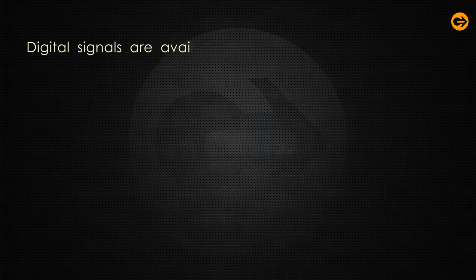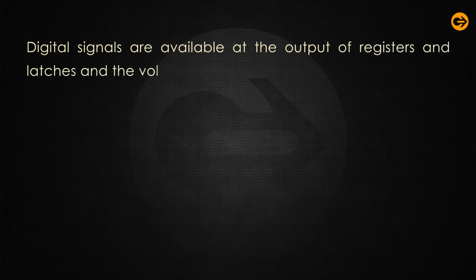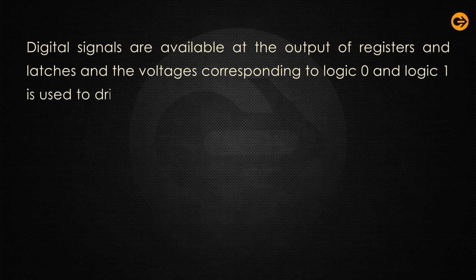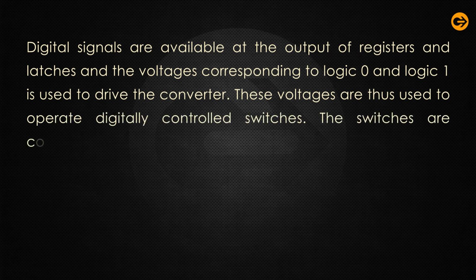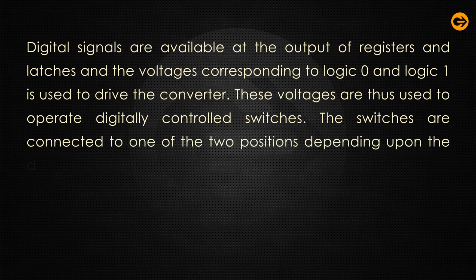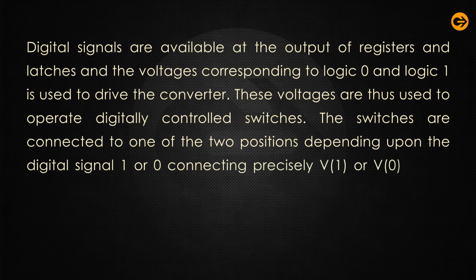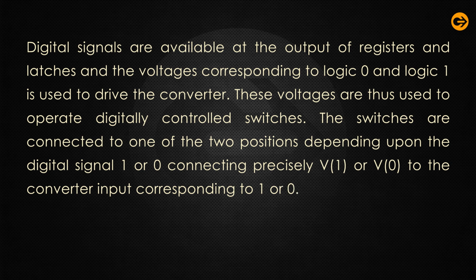Digital signals are available at the output of the registers and latches, and the voltage corresponding to logic 0 and logic 1 is used to drive the converter. These voltages are thus used to operate digitally controlled switches. The switches are connected to one of the two positions depending upon the digital signal 1 or 0, connecting precisely V1 or V0 to the converter input corresponding to 1 or 0.